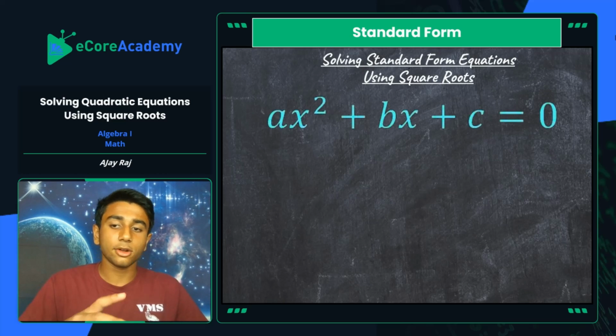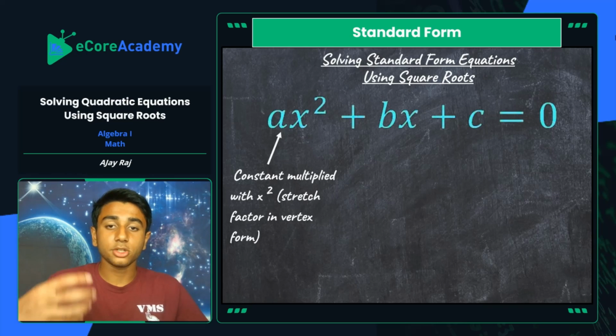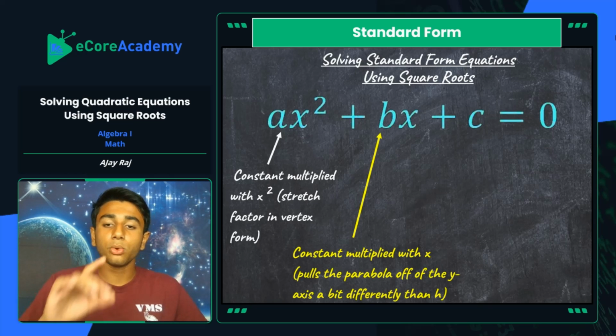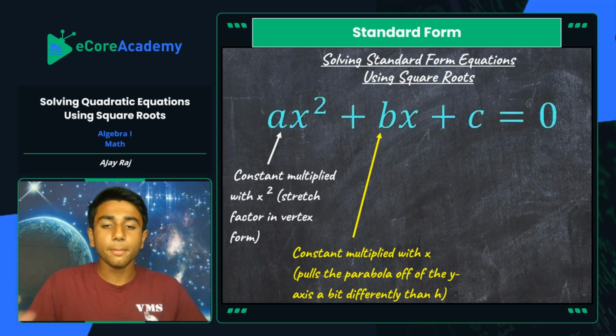So let's revisit what the standard form equation is. That's ax squared plus bx plus c equals, obviously, your f of x, your function, or in this case, 0. So a is the constant that's multiplied with x squared. It's the stretch factor, same as in the vertex form, essentially identifying how much your graph is going to be stretched or compressed. And then b is the constant multiplied with x, and the property of b is essentially that it pulls the parabola off of the y-axis a bit differently than h in the vertex form, but it still helps pull it off the more it magnifies itself.